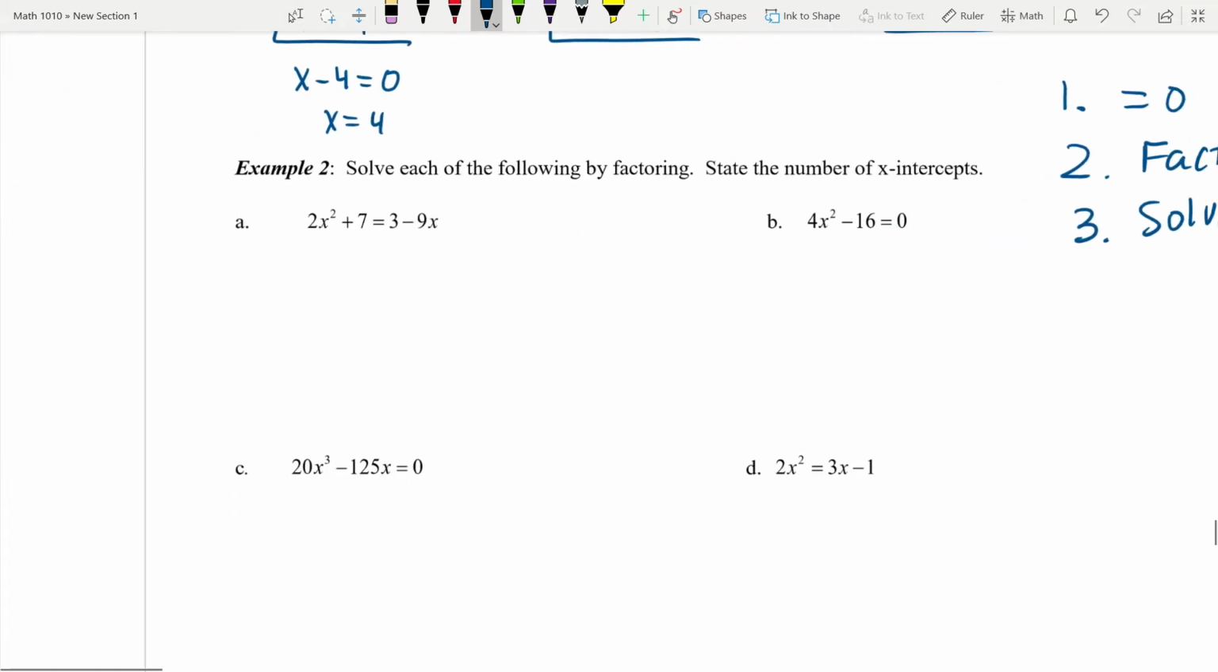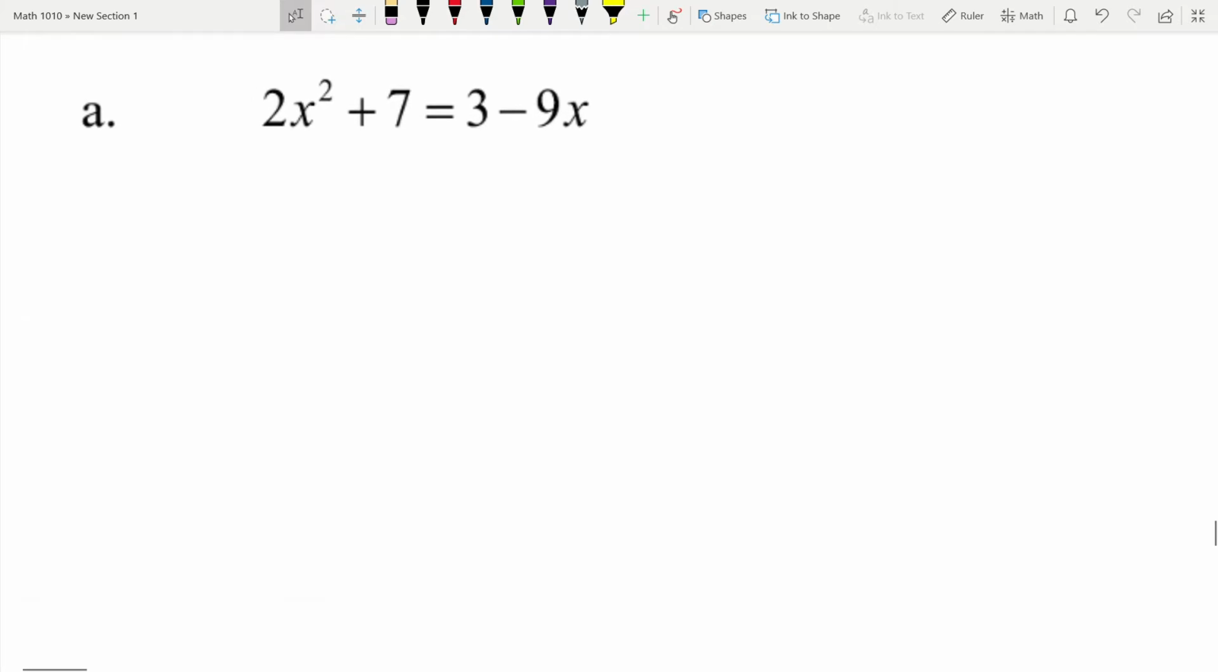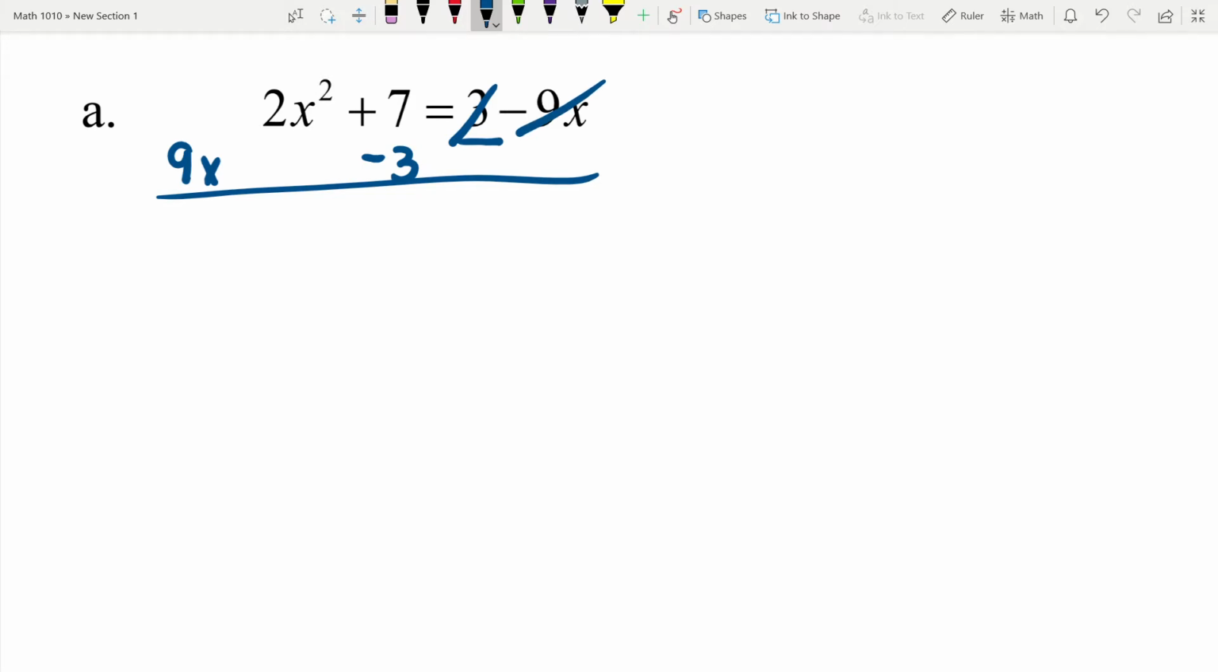Okay? Cool. So question A, set it equal to 0. So this 3 is going to come over and become a negative. So you have minus 3. The negative 9x is going to come over and become a positive 9x. So that's gone. Now write it in the correct order. Biggest exponent down to no exponent. So that'd be 2x to the second plus 9x plus 4. If this were an English class, that would be an incomplete sentence. What's incomplete? Equals 0. We are solving.